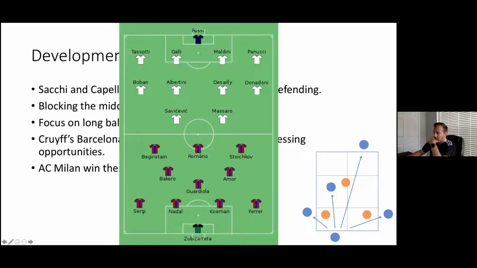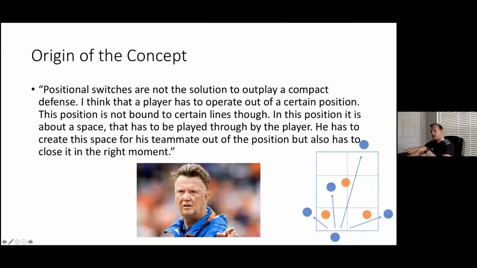So now that this style of defending has developed, Louis van Gaal came in with Ajax and had a different approach. So I'll just read this to you. He said positional switches, so that means rotations that we talked about, like the 9 ending up at the fullback and all this type of stuff. Positional switches are not the solution to outplay a compact defense. So he's saying positional rotations aren't the solution to outplay like a Milan, a zonal defense.